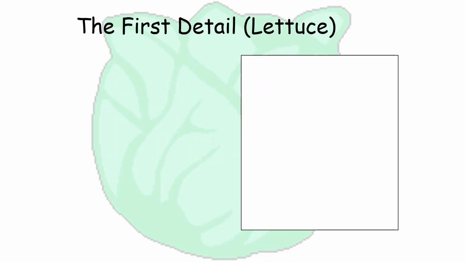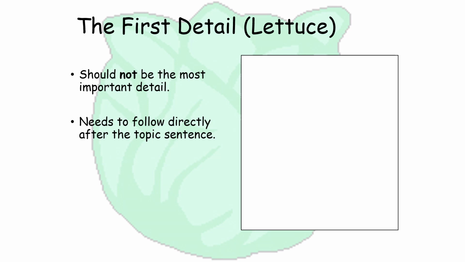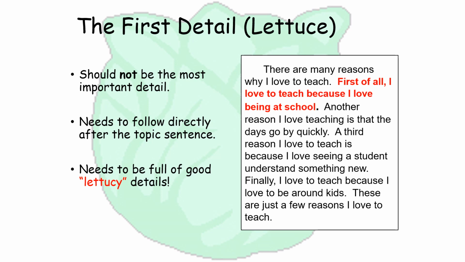All right, next one is about the detail, the first content of the hamburger, the lettuce. It should not be the most important detail. It needs to follow directly after the topic sentence. So after you explain the topic sentence, you begin with the first detail, and it needs to be full of good literary details. What is meant by that? There are many reasons why I love to teach. That is my top bun. And first of all, I love to teach because I love being at school. That is the first supporting detail.